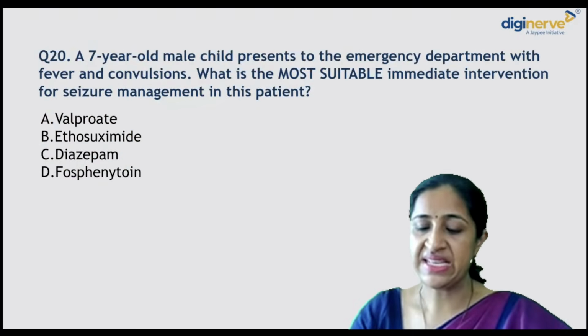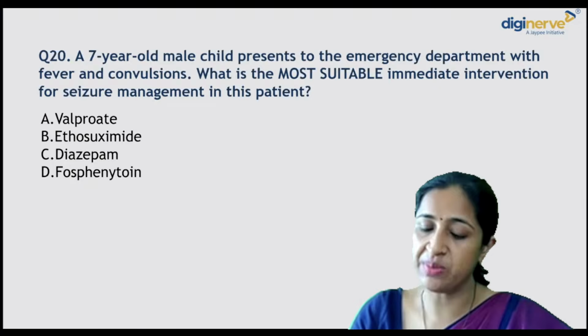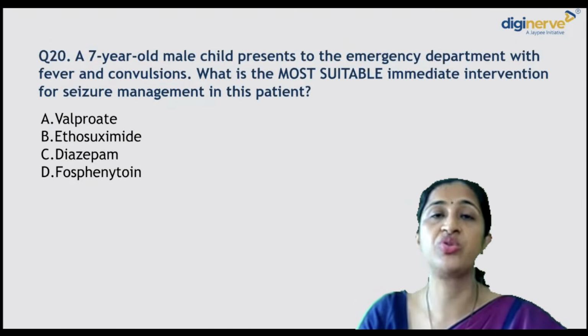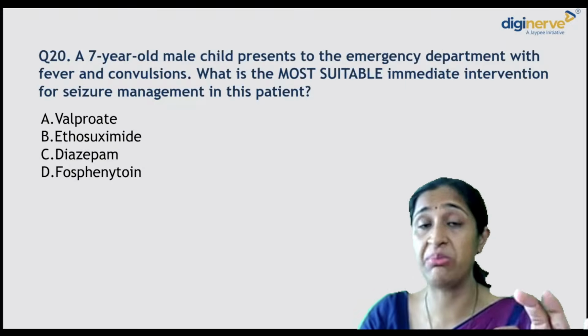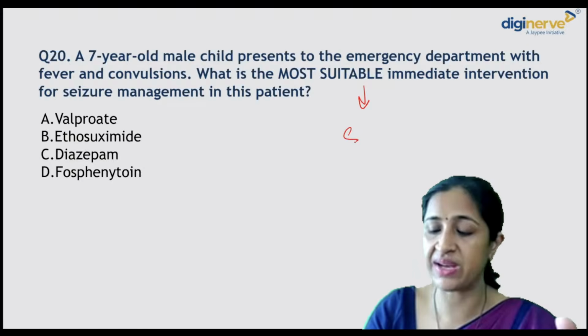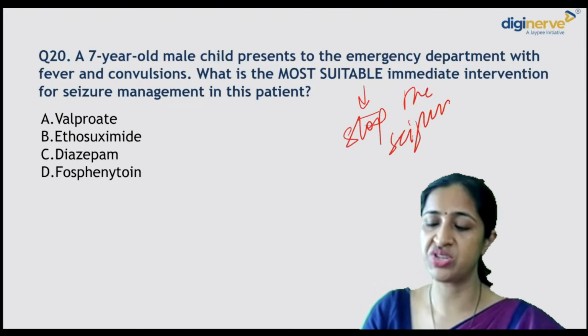Okay. So let's come to pediatric seizures. A 7-year-old child presents in the emergency department with fever and convulsions. What will you do? Most important, immediate intervention. So what is your immediate plan? Your immediate plan is to stop the seizures. Okay. So when you have stopped the seizures, what are you going to do?